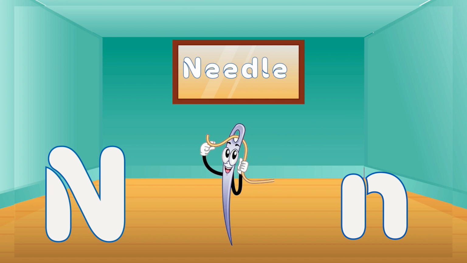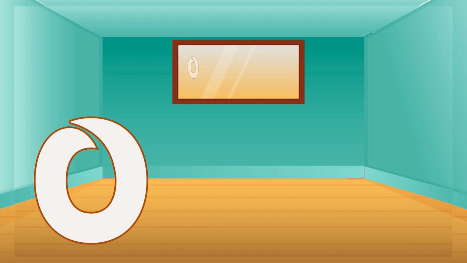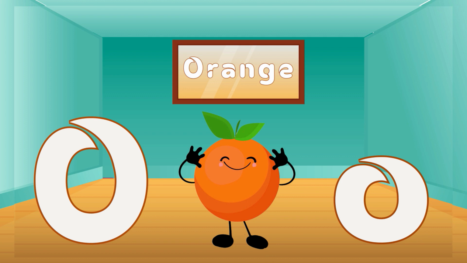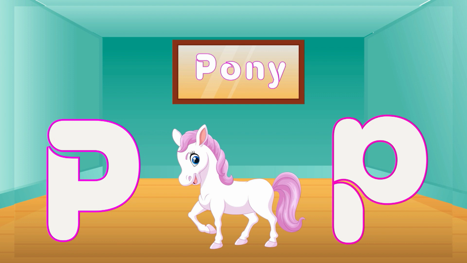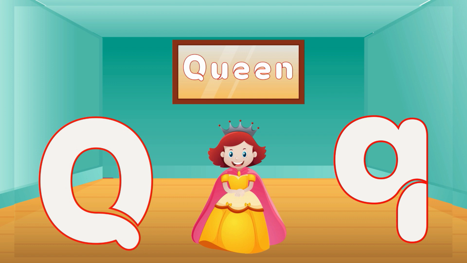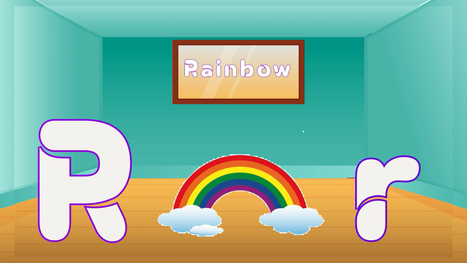O is for orange, O O orange, O O orange, O orange. P is for pony, P P pony, P P pony, P pony. Q is for queen, Qu Qu queen, Qu Qu queen, Q queen. R is for rainbow, R R rainbow, R R rainbow, R rainbow.